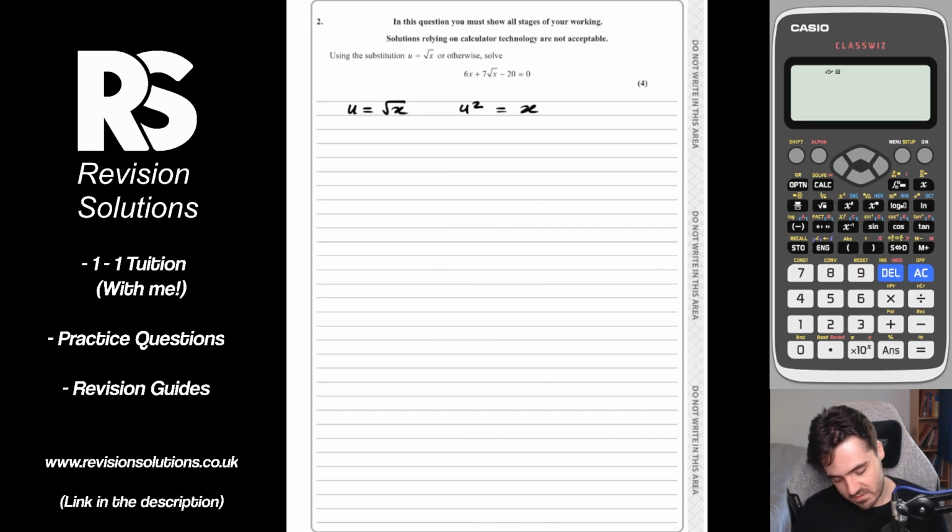So plugging both of these things into that equation, we'd have 6u squared plus 7u minus 20 equals 0, which we can actually factorize. So 3u and 2u are going to form part of the factors. And then if I put in minus 4 in there, that gives me a minus 8. And the other factor would then have to be a plus 5. And if I put that in there, that would give me a plus 15u. And plus 15 minus 8 will leave me with plus 7.